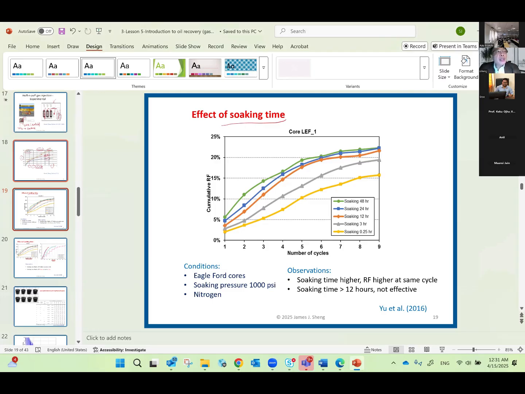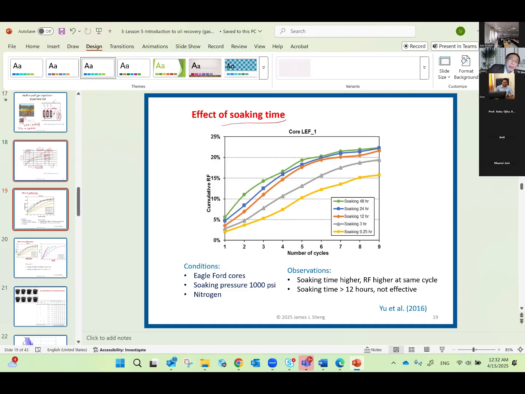So then the next question is, should we have soak time, or how long should soak time be? Soak time is for gas to contact with oil, right? It's easy to understand, if the contact time is longer, then more gas will be dissolved in the oil. And then oil viscosity will be lower, and then the oil production should be higher, right?